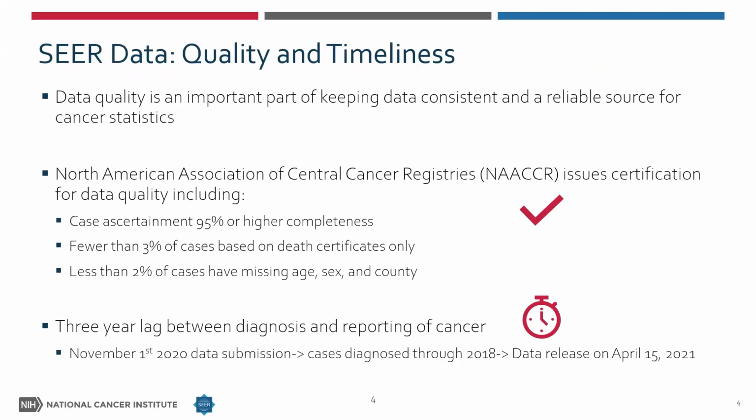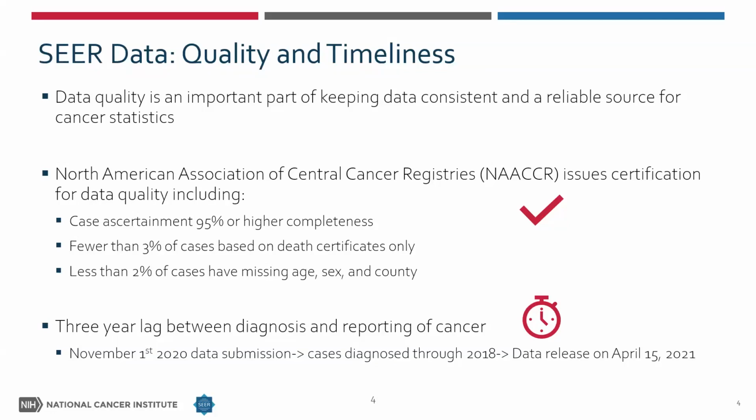Data quality is an important part of keeping data consistent, and SEER does a lot of quality control work to produce a reliable and high quality source for cancer statistics. The North American Association of Central Cancer Registries, NAACCR, issues certifications for data quality for different registries. For example, some of the criteria they use for determining whether a registry is high quality or not are factors such as whether case ascertainment was 95% or higher completeness.